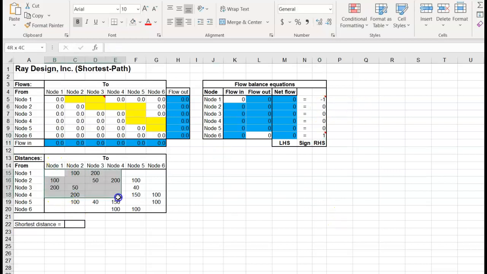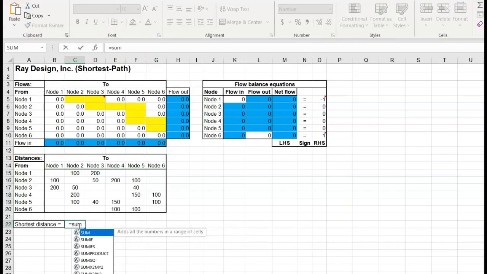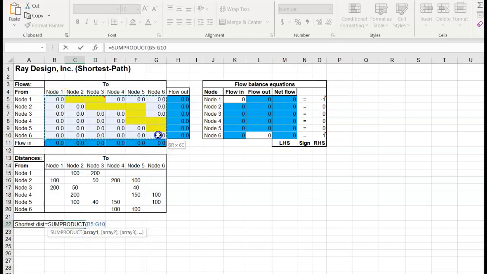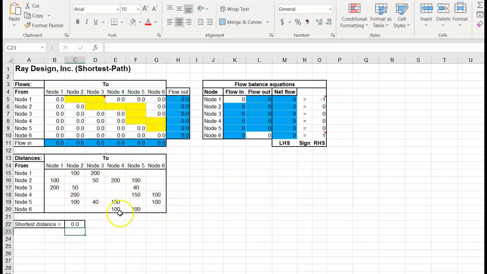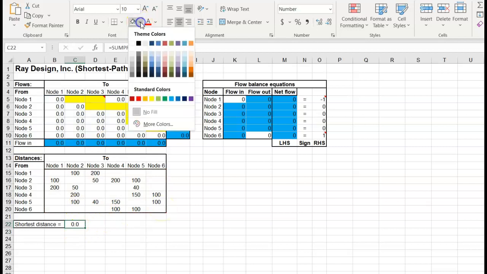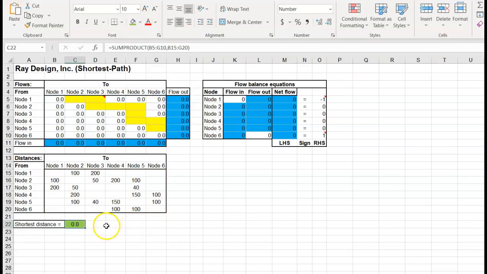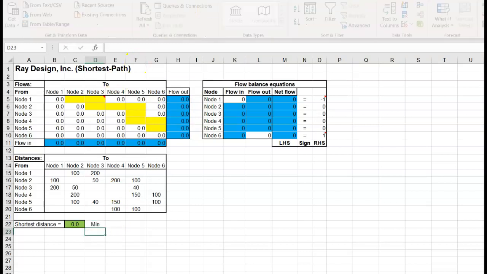And the distances are calculated and inputted in this second box right underneath our decision variables, and the shortest distance would be a sum product of our decision variables with this distances box here, and this will also serve as our objective function. So I'll put a green color code here, and we need to minimize this so that I can remember that in Solver.